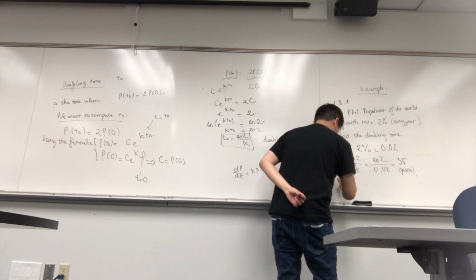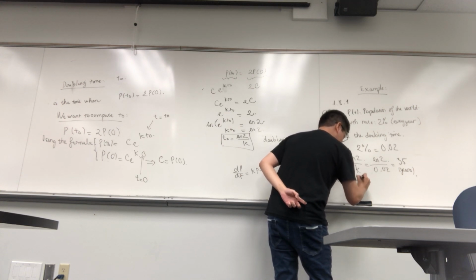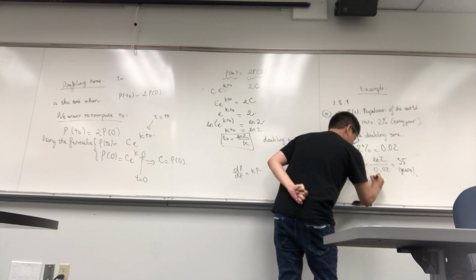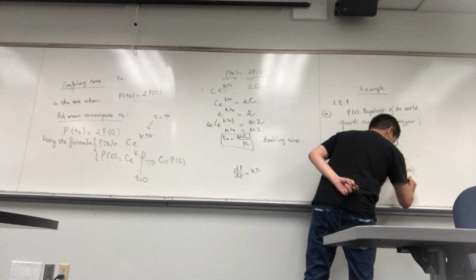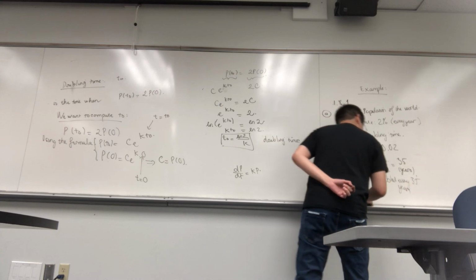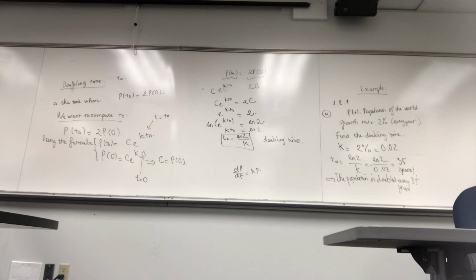So the population is double every 35 years. Right? So every 35 years, the population is double. Questions?